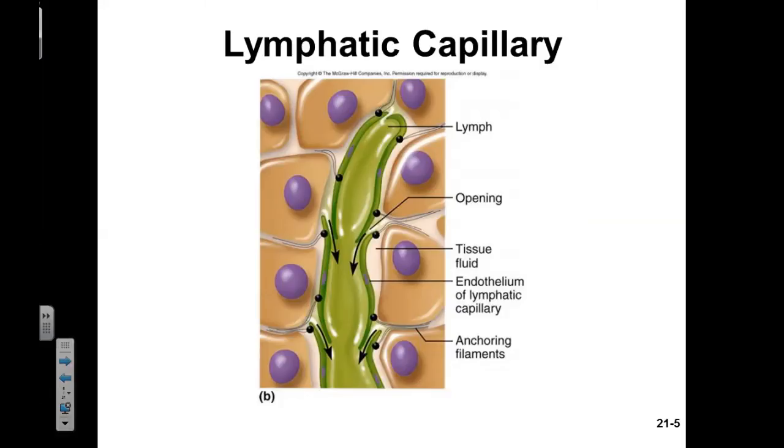So here's some of those structures we've talked about. We have this closed end of the lymphatic capillary. Notice how it's not open. But if we look right here, we have loosely overlapping endothelial cells. And these loosely overlapping endothelial cells are what function as those weak one-way valves that allow interstitial fluid to get pushed into the lymphatic capillary. And then we also have these anchoring filaments that help hold the lymphatic capillaries in place.